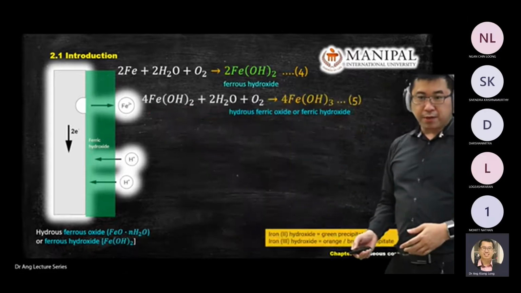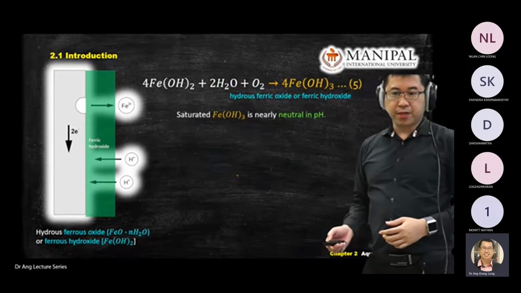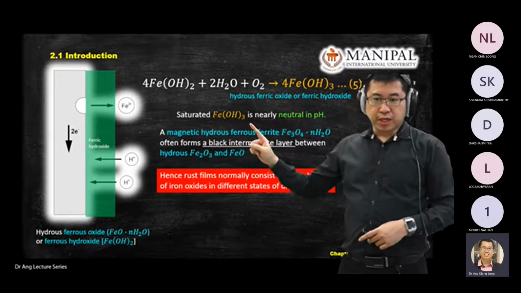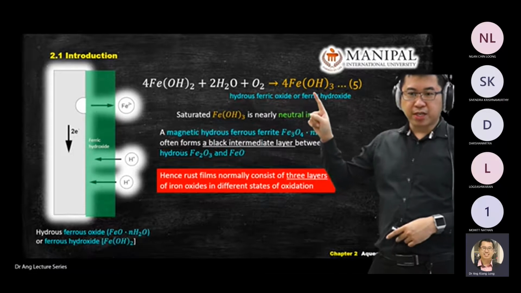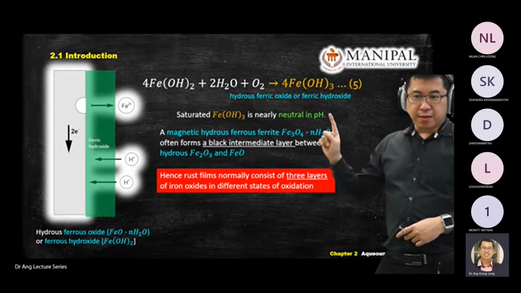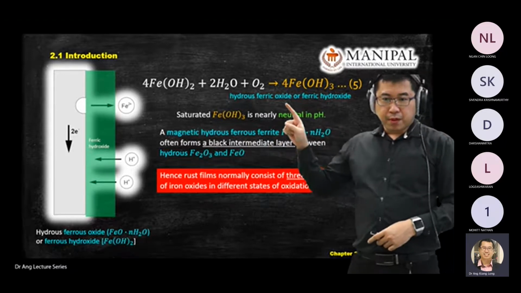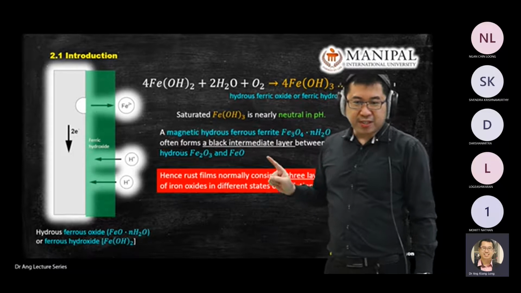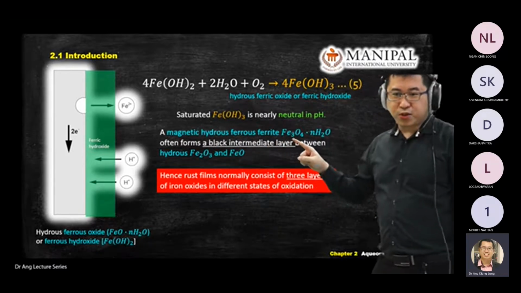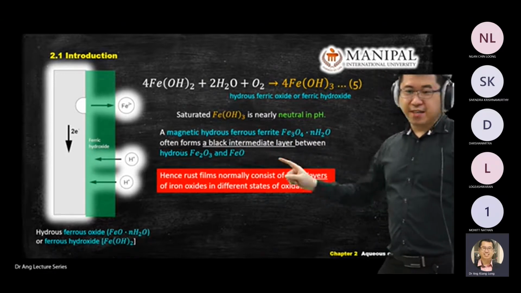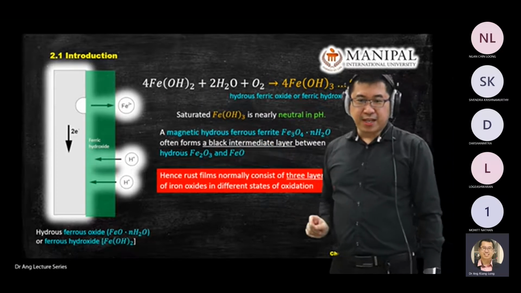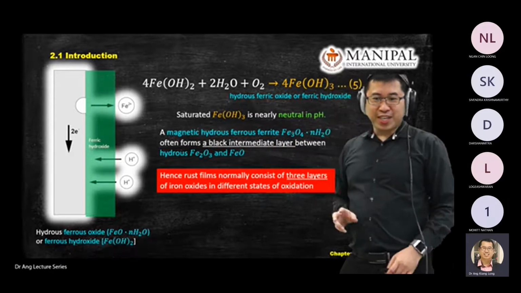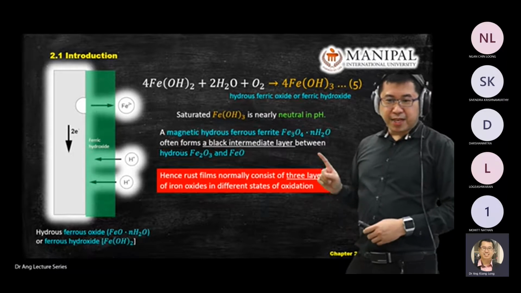Now, before our previous class, we mentioned that Fe(OH)3, the ferric hydroxide or iron 3 hydroxide, is in neutral pH, and there will be three layers on the surface. Another layer is called Fe3O4, a ferrous ferrite, which is black in color. So on the corrosion surface on the metals, we have three layers, and in the middle is the black one.